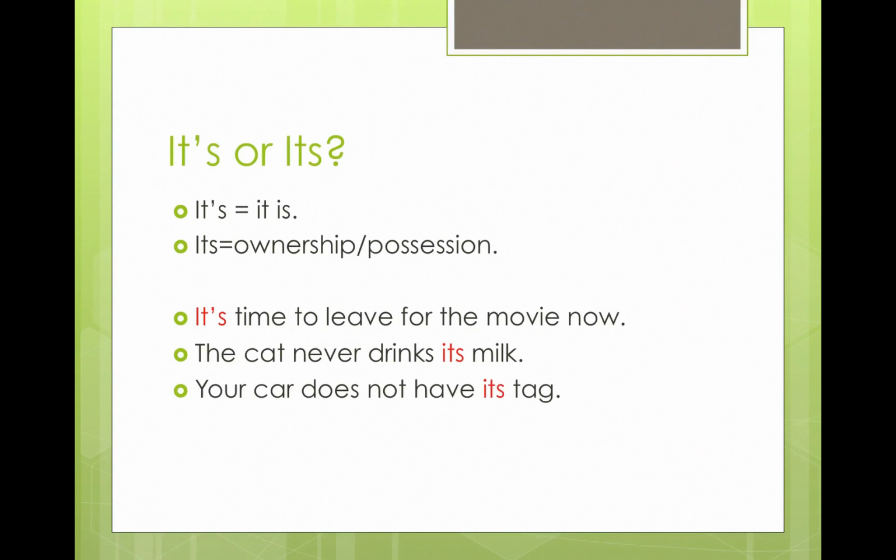Similarly, your car does not have its tag. Its refers to the fact that it's the car's tag. It's its tag, not it is tag. So I hope this helps you understand the difference between it apostrophe s and its. And it apostrophe s is that contraction for it is. And remember, if we're avoiding contractions in our formal writing, we won't run into that problem anyway. So all of our examples of its should always be its, reflecting ownership or possession.